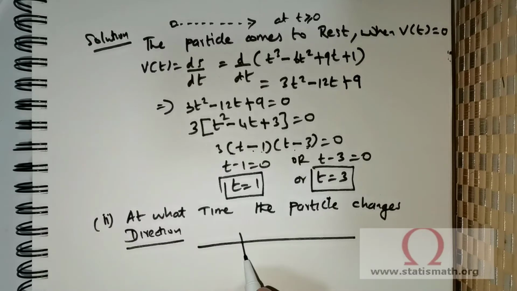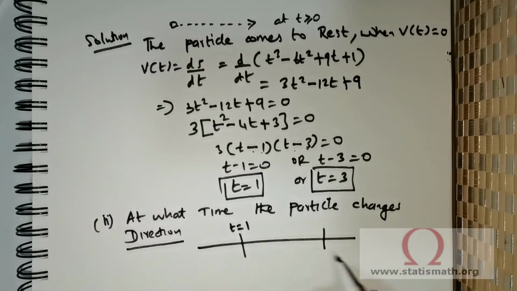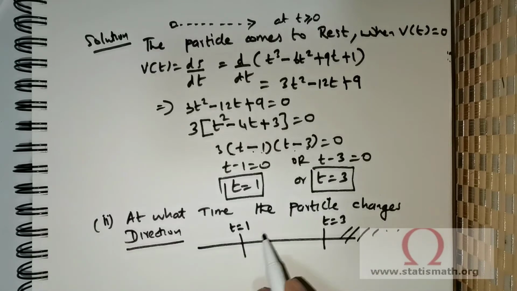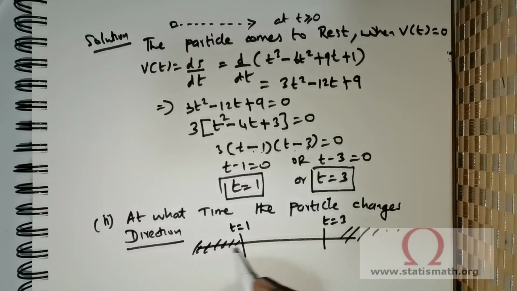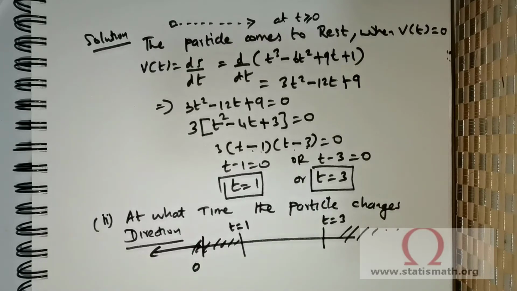Now for that, just draw the number line and write the values. We got t = 1 and t = 3. So we got the region on this side, the region in between, and the region on this side. Of course, this is 1 here, so this is going to be 0, and you have the entire number line stretching towards the negative side.